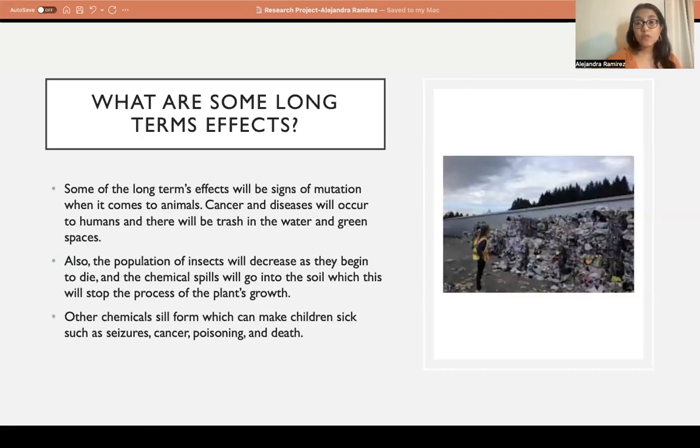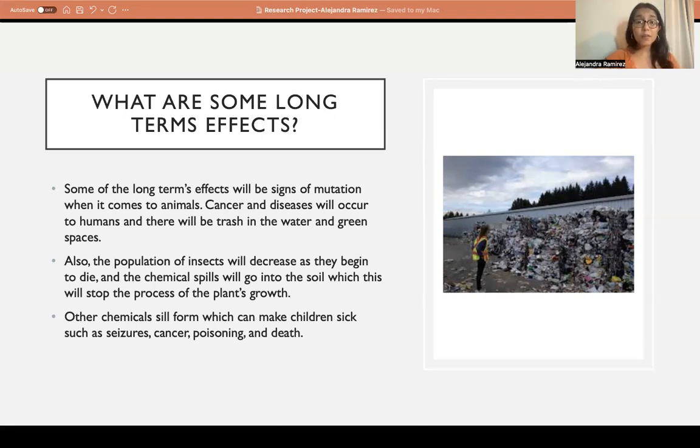What are some long-term effects? Some of the long-term effects will be signs of mutations when it comes to animals. Cancer and diseases will occur to humans, and there will be trash in the water and green spaces. Also, the population of insects will decrease as they begin to die, and the chemical spills will go into the soil, which will stop the process of plant growth.